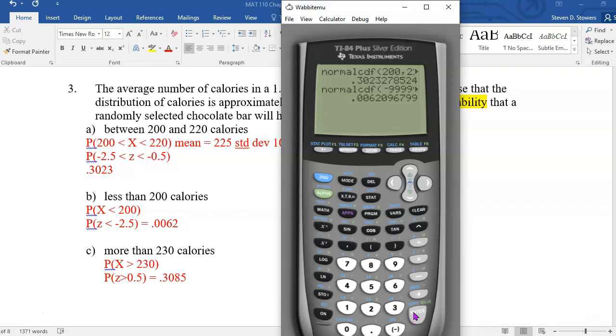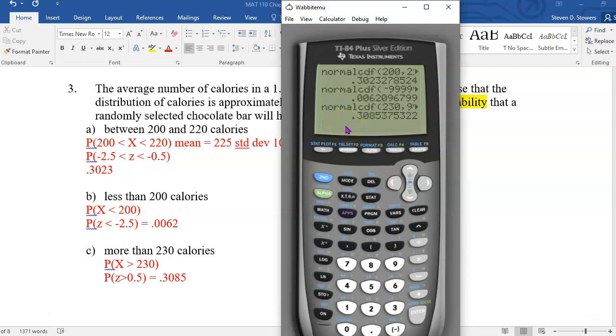For part C, more than 230, normal CDF. This time the lower limit is 230 because we're going from 230 on up pretty much forever. So I put in a really big number for the upper. And the calculator gives 0.3085.